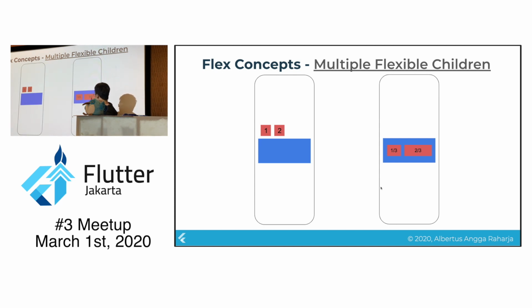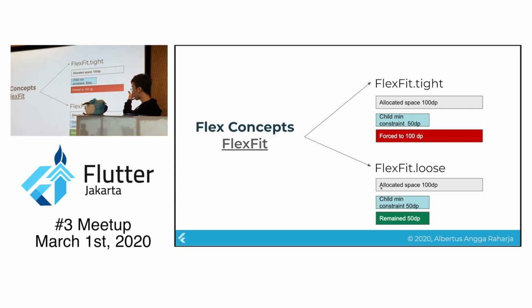The 3 here comes from the sum of all of the flexible children. Here the sum of 1 and 2 is 3. So if you have 3 children, 1, 2, and 3, the total of the flex factor will be 6. So the first child will occupy 1 per 6, the second child will occupy 2 per 6 of the space, and the third one will occupy half of it. So that's the concept of flexible and inflexible. And then we will move on to the next term in Flutter.